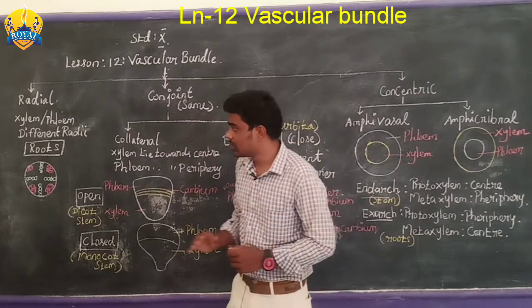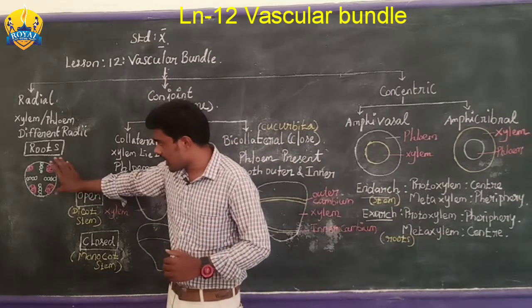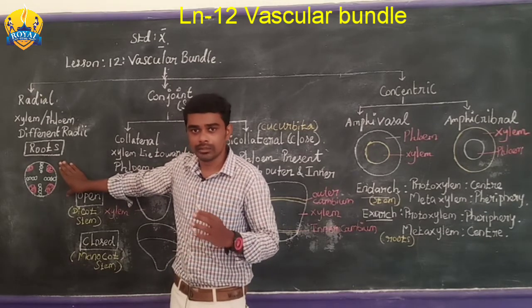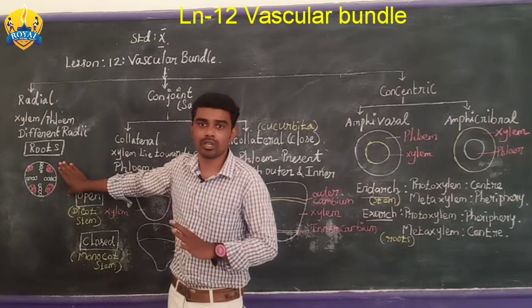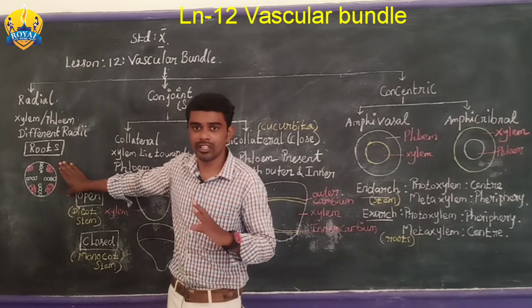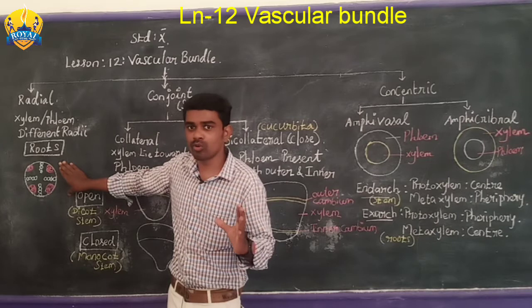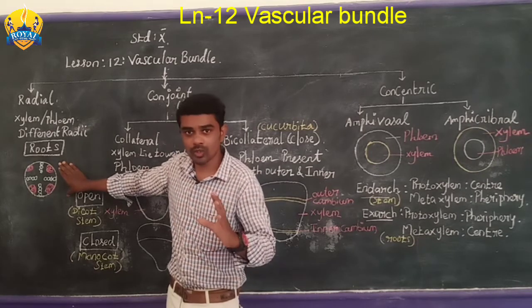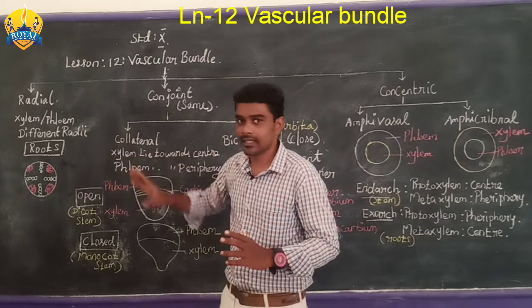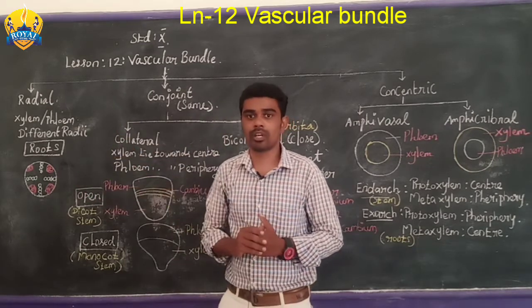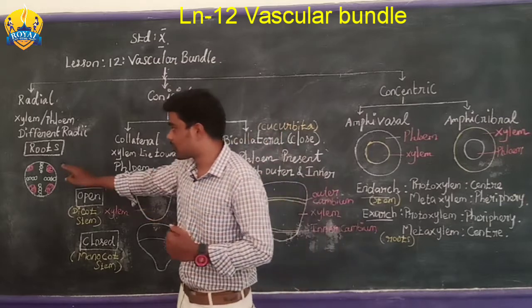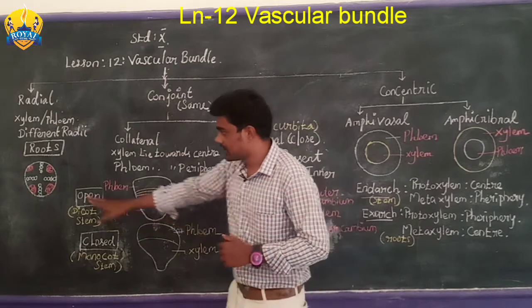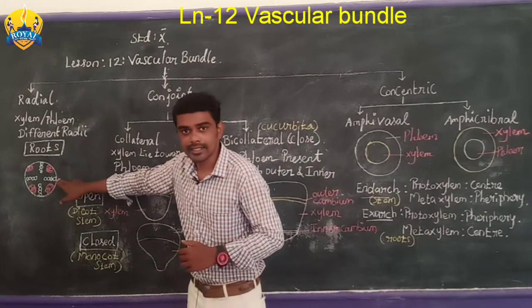In this radial arrangement, the xylem is present in maximum number compared to the phloem. This is known as the radial vascular bundle. There the phloem and the xylem are alternately arranged, so this one is a phloem and this one is a xylem.